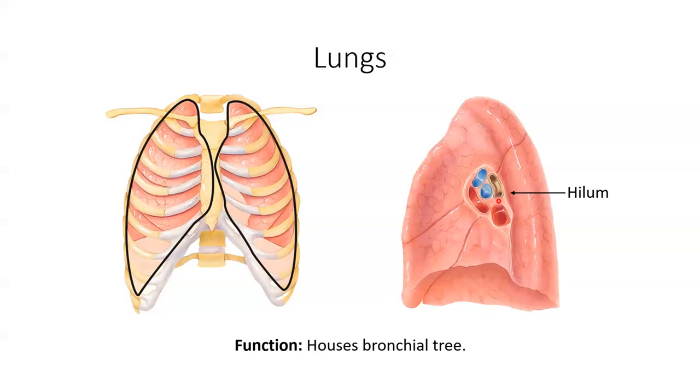Medially, the left lung also contains a small indent. This is called the cardiac notch. And this is where the apex, or the pointy part of the heart, lies. Due to the space that's occupied by the heart, so the indent of the cardiac notch, the left lung is about 10% smaller than the right lung.